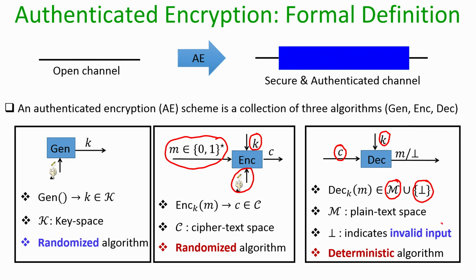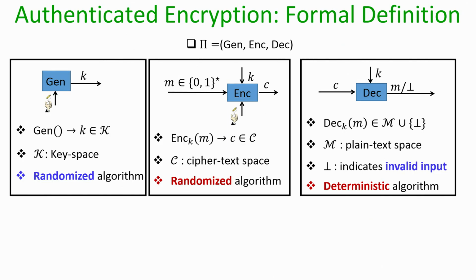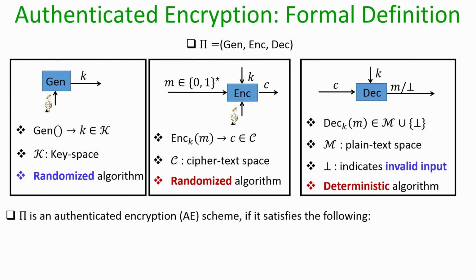Now you might be wondering what exactly is the interpretation of invalid input. It will be clear very soon what we mean by an invalid input or an invalid ciphertext in the context of the decryption algorithm of an authenticated encryption scheme. So, that is the syntax of the authenticated encryption scheme, and formally we say that an encryption scheme is an authenticated encryption scheme if it satisfies the following 2 properties. The first property is that it should satisfy the notion of CCA-Security, and the second property is that it should satisfy the notion of ciphertext integrity. Now let us individually discuss each of these 2 properties.